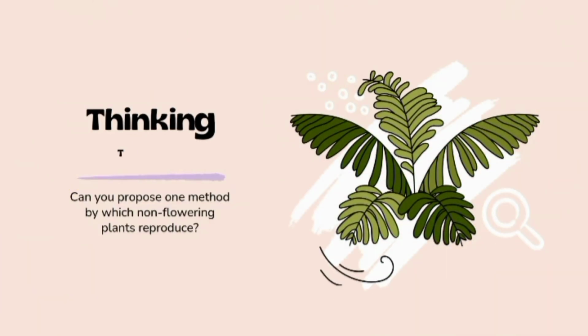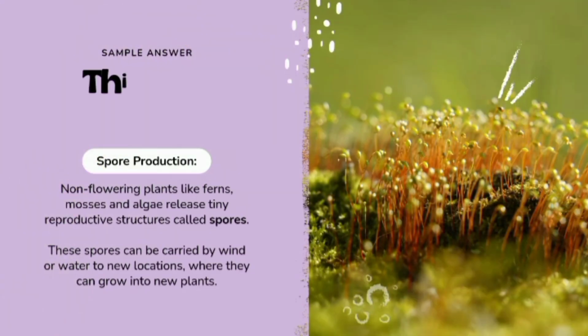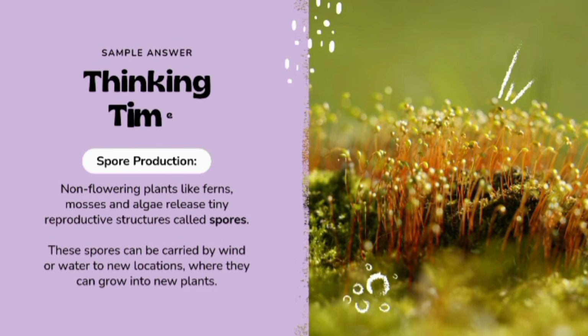Thinking time. Can you propose one method by which non-flowering plants reproduce? Non-flowering plants like ferns, mosses, and algae release tiny reproductive structures called spores. These spores can be carried by wind or water to new locations, where they can grow into new plants.